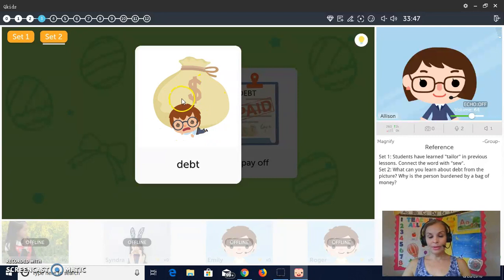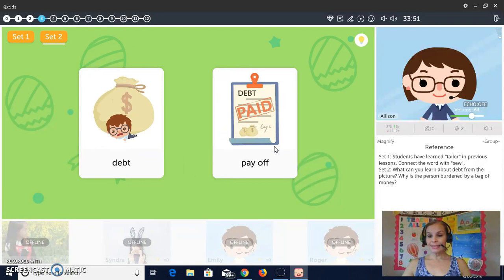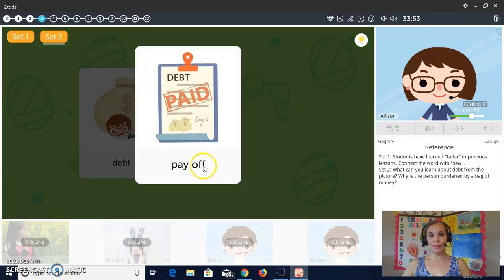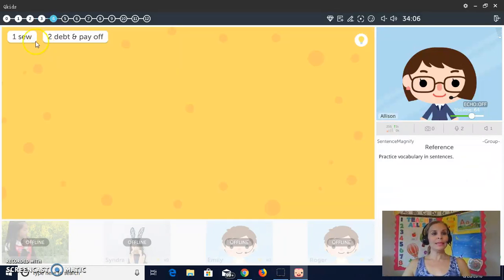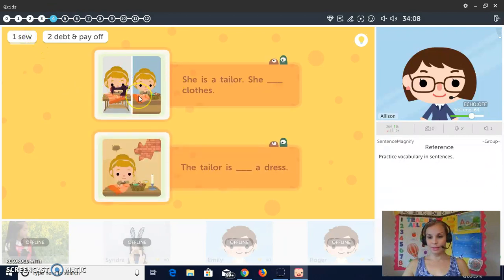And if they don't know, you could explain that it's when you owe money. And then, of course, it's easy to connect debt to pay off. You just say, so when you pay off your debt, that means you don't owe money anymore and you have paid what you owe. So you can explain that however you want. And then we have the practice vocabulary.